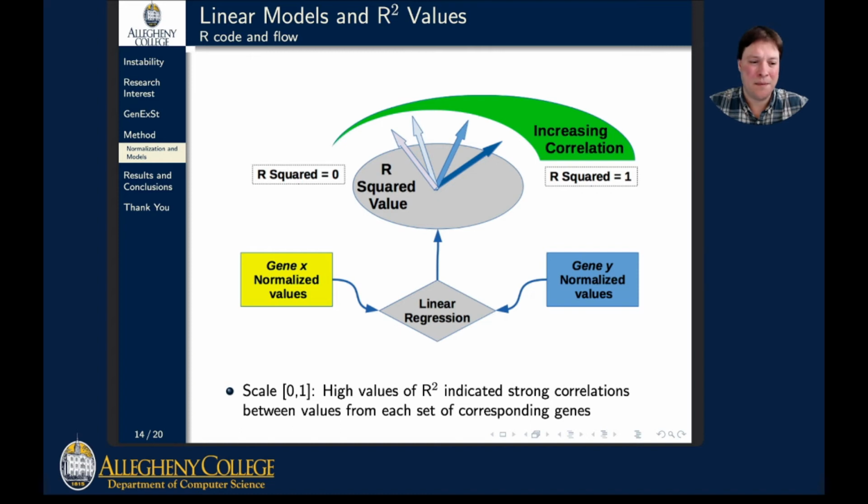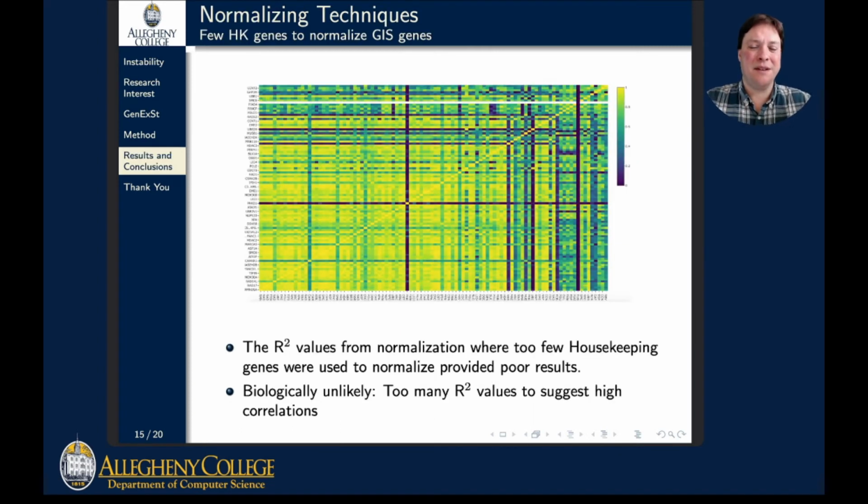These are some examples of our outputs from our tool. When we use just one housekeeping gene for our normalizing factor, we found that the results were really off and they're really not plausible from what we might expect to find in biology.